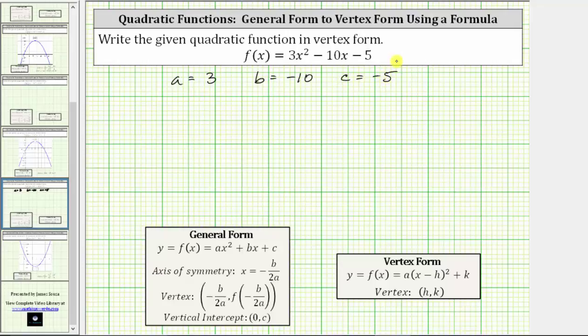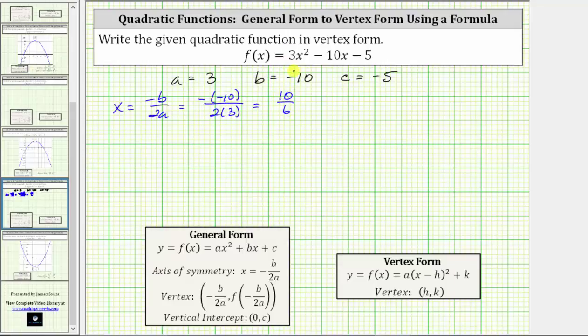The next step is to determine the equation of the axis of symmetry, given by x equals negative b divided by 2a. And because the vertex is on the axis of symmetry, this x value also gives us the x-coordinate of the vertex. So for x equals negative b divided by 2a, we have b equals negative 10 and a equals 3, which gives us negative 10, or the opposite of negative 10, divided by 2 times a, which is 2 times 3. Simplifying, we have positive 10 over 6.